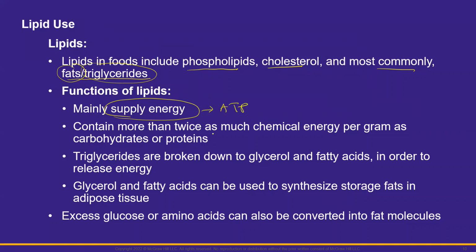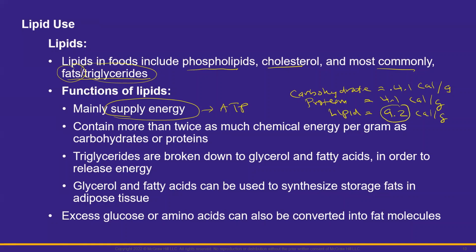Lipids contain twice as much chemical energy per gram as carbohydrate and protein. So carbohydrate contains about 4.1 calories per gram. Protein is also around 4.1 calories per gram. Fat, or lipid, contains about 9.2 calories per gram. So it's actually twice that of carbohydrates or protein.